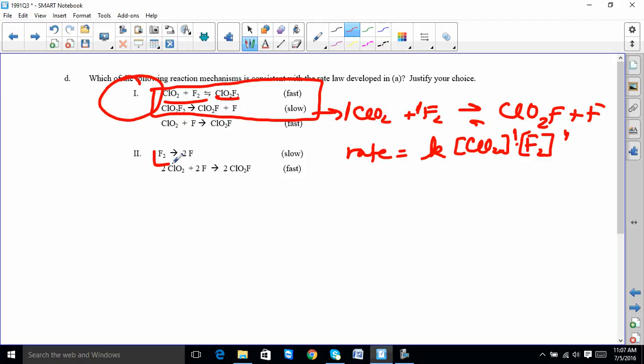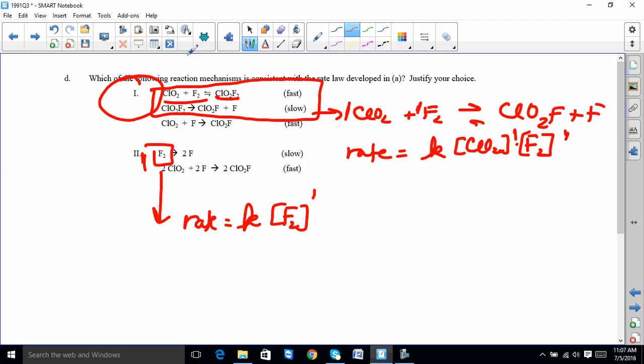This is the slow step right here. If that was true, the rate law would be the concentration of F2 to the first power. But notice there's no ClO2 in there. This reaction mechanism would say that ClO2 does not participate in the rate law. Or in other words, changing the concentration of ClO2 would not change the rate of the reaction. And we can see from the table that that is not true.